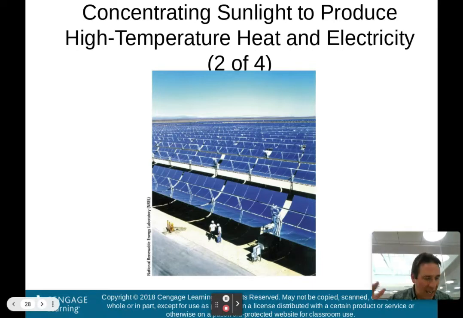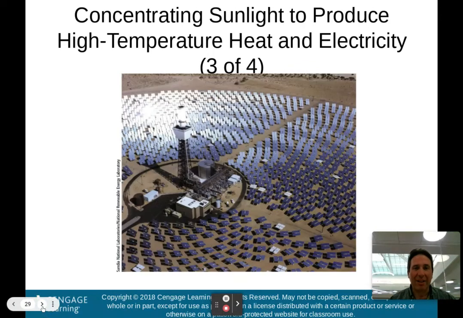That sunlight is then heating water, that is then boiling, that then produces steam, that then runs the turbine, that then produces electricity. And again, you're not seeing that here. What you're seeing are the solar collectors, but again, they're going to heat that water, turn it to steam, run a turbine. The next type we look at here, again, same type of situation.